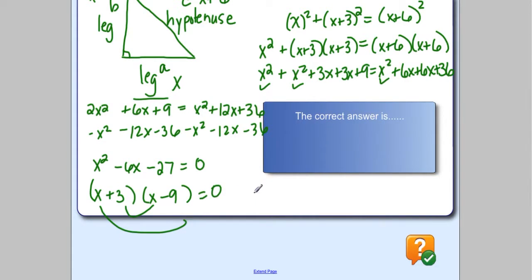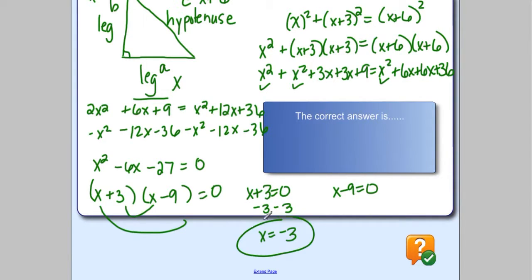When you get this far, you're almost done. x plus 3 equals 0. x minus 9 equals 0. You set each factor equal to 0, and then you would solve for x. So here you would get negative 3, and adding 9, you would get 9. So those are the candidates for answers.